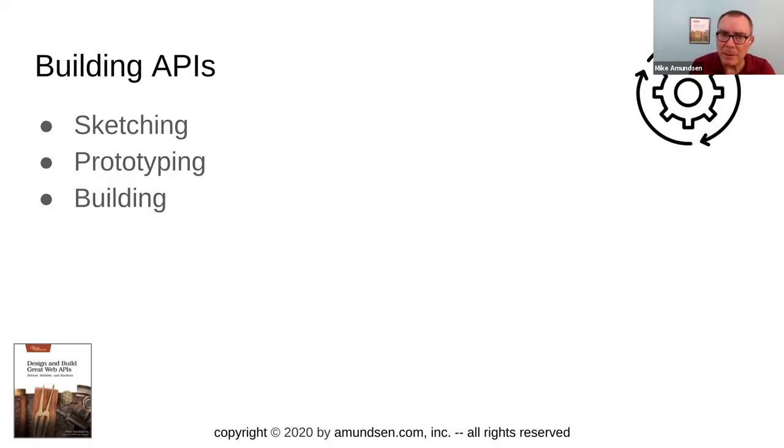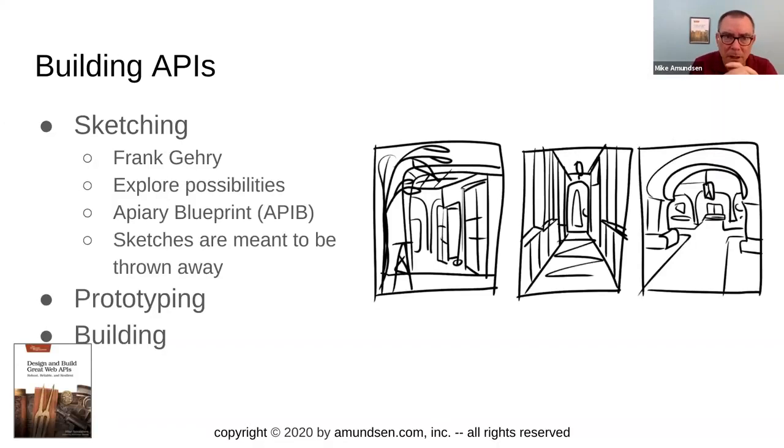And I like to talk about building in 3 different steps: sketching and prototyping before actually constructing or building. And I'll talk a little bit about what each of these. Frank Gehry is a fantastic physical architect, and he's famous for his sketches. He would sketch out, somebody said, I need an entryway. So he would sketch out lots of different examples of what that entryway would look like until he found one that was interesting. He would explore possibilities.